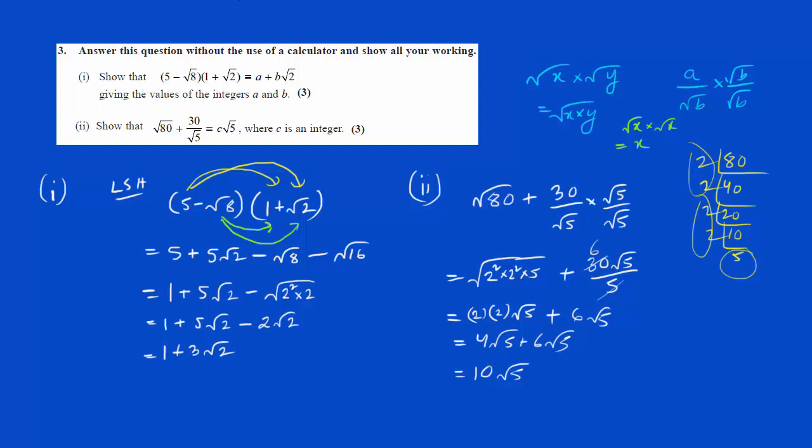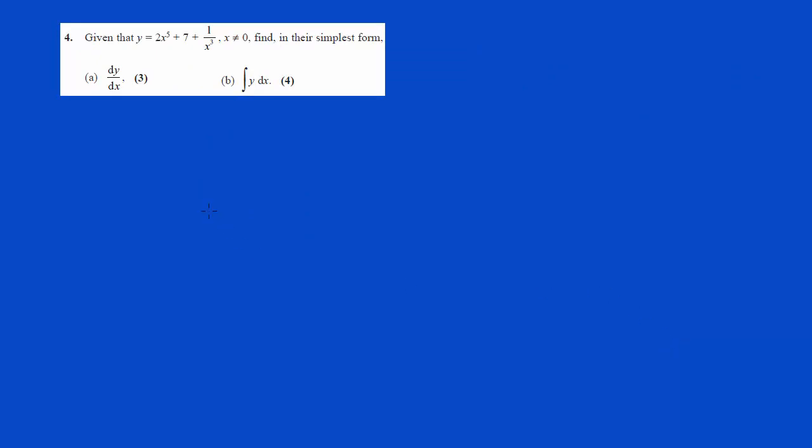Now one thought about writing down the answers. It is important to see how they want you to write down the answer. So here they said, show that this is equal to c square root of 5, where c is an integer. We have shown it is 10 square root of 5, and therefore c is an integer because 10 is an integer. That is fine. In question number 1, they said show this is equal to this, giving the values of integers a and b. So we have given the value of a as 1 and b as 3, but since they said giving the values, it's a good idea to write down a equals 1, b equals 3. Question number 4, calculus.